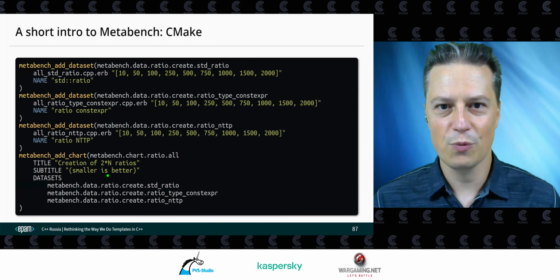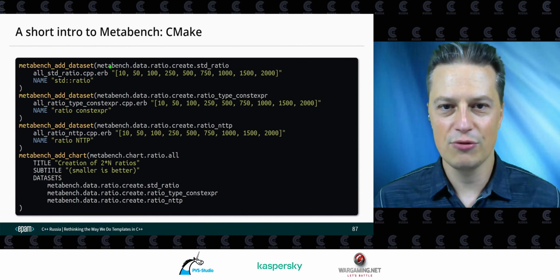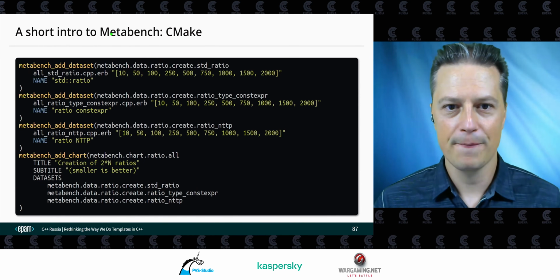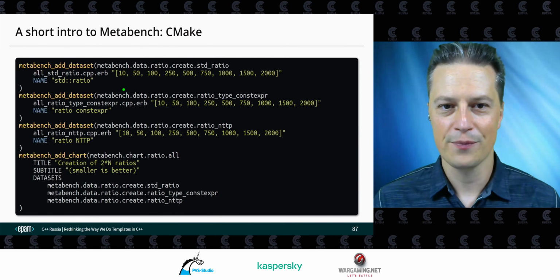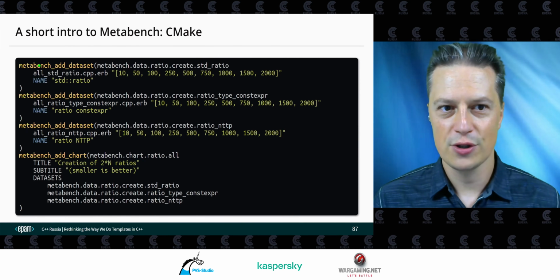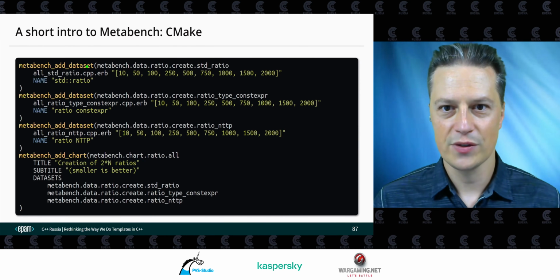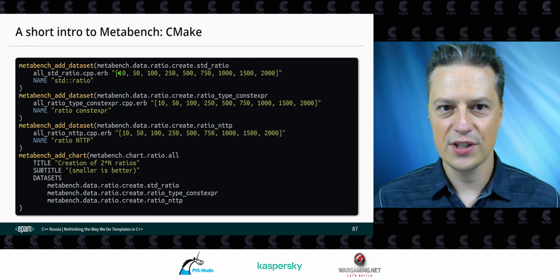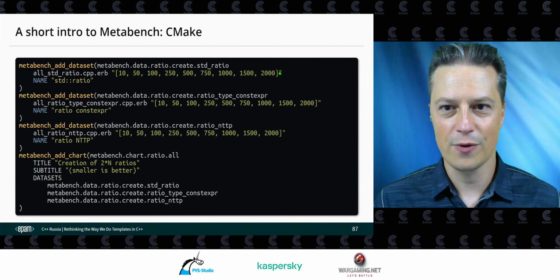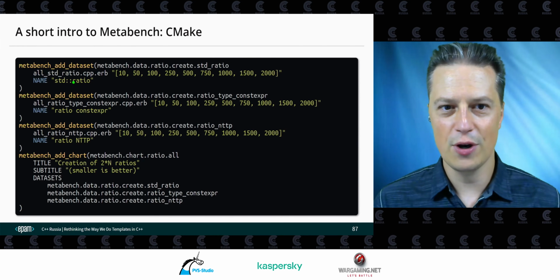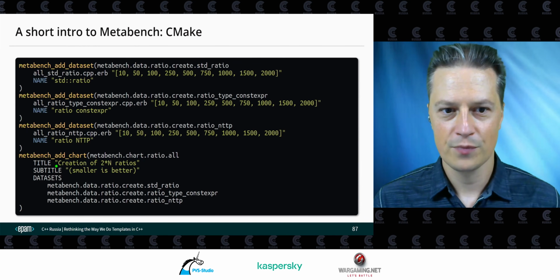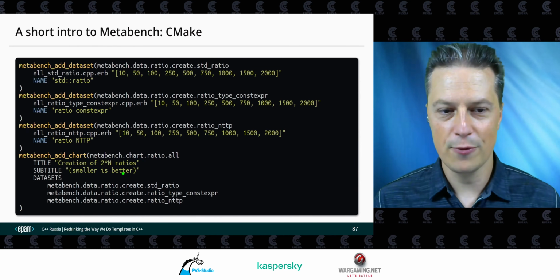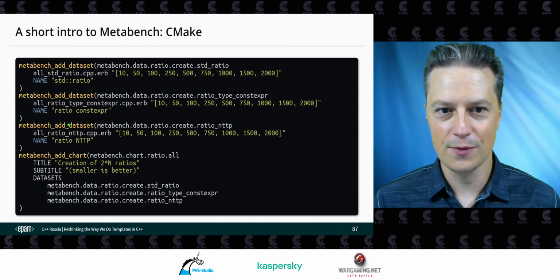How it works: it basically takes files written in Ruby and CMake wraps them to make, let's say, a nicer user experience in the build process. So we define data sets saying this is the CMake target, this is the source file. This is the data provided to the source file for measurement. And this is the name of the data set. We have 3 data sets here, and then we create a chart that has a title, subtitle, and the data sets created above.